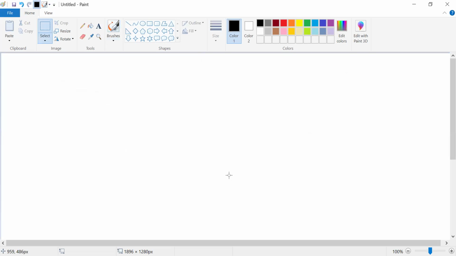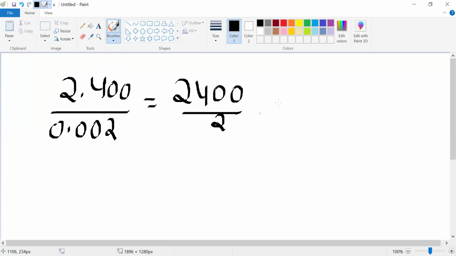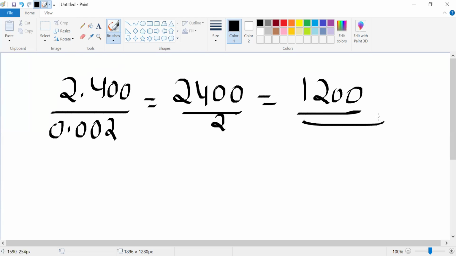Another example. 2.4 divided by 0.002. So in the numerator, I have to add 2 zeros to make it like decimal. So it will become 2400 by 2, which is equal to 1200. So in all these examples, we are getting the answer as a whole number because it is divisible by 2.